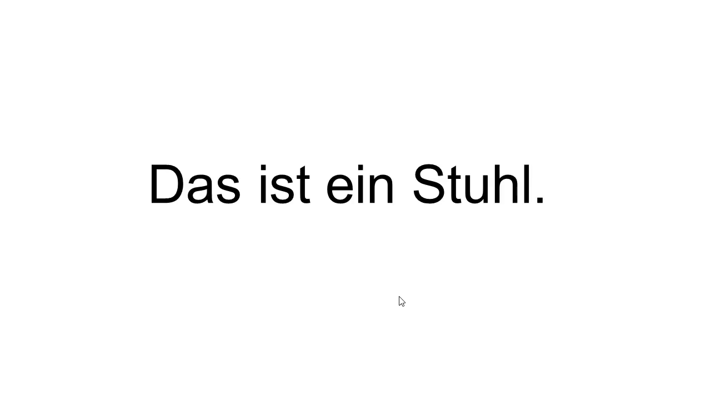And remember, ein is for das or der words, and eine with an E is for anything that's a D word. In other words, nouns that are grammatically feminine. Okay, die Blume, eine Blume, flower. Was ist das? Das ist eine Blume. That's a flower.